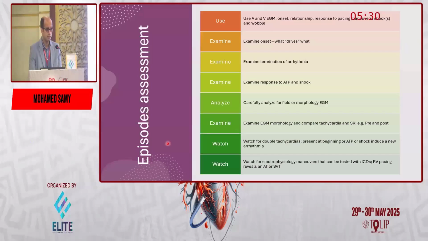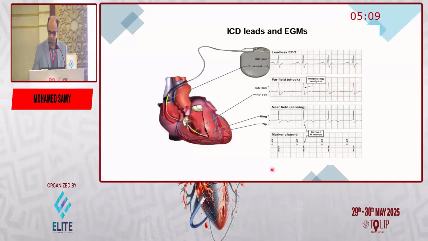During the assessment of the episode, I want to use all the clues. Use the atrial and ventricular electrogram, check the onset, what drives what, the termination, response to anti-tachycardia pacing. I want to check the ECG morphology, response to maneuvers that I can do using RV pacing. And to know what I will look for.